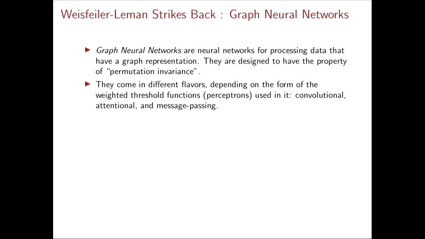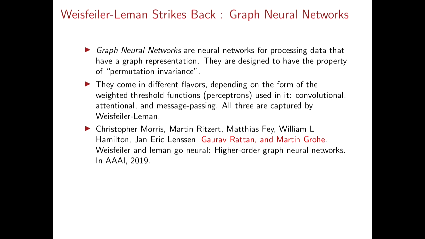And these threshold functions are designed to have this permutation invariance property, because that's why they're called graph neural networks. And there are three kinds of weighted threshold functions. They're called convolutional, attentional, and message passing. The surprising thing is that all three of them are captured by Weisfeiler-Lehmann. So that's why I thought Weisfeiler-Lehmann strikes back. You know, it was invented in the 1960s, and even today it is kind of relevant.